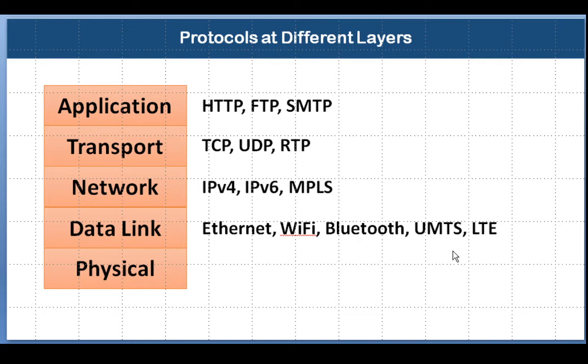At the network layer, we have IP addresses, IPv4, IPv6, MPLS. At the transport layer, we have TCP/IP, UDP and RTP protocol. And at the application layer, we have HTTP, FTP and SMTP. Today I am not explaining all these terms, just to create curiosity for you to understand what the full form is and how these protocols basically work. Fine. So these are the different protocols at the different layers.